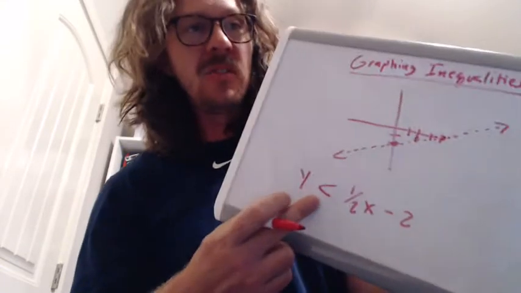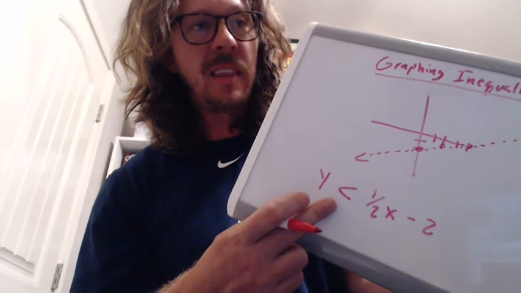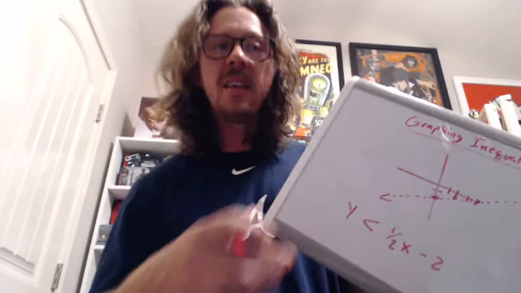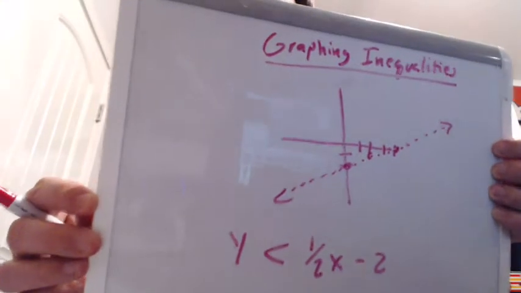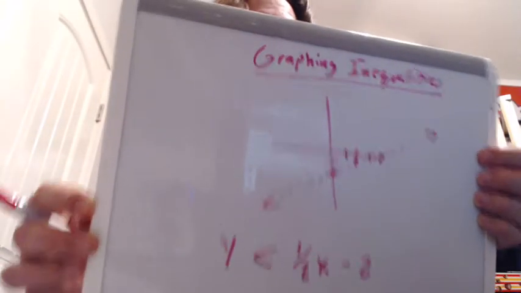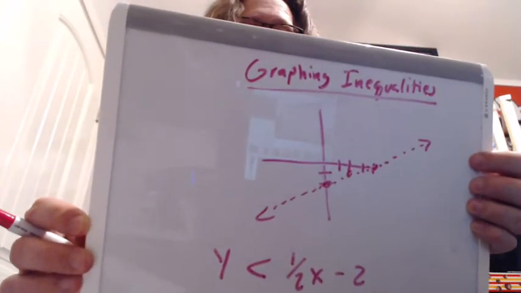So if you ever see just a straight up one like this, make it dotted because what you're telling the audience is, hey, look, I know I have this line here, but the points on the line do not satisfy this inequality, okay? So there you have it, right? And now all we have to do is pick one side or the other to shade, okay? Now, I'll give you an example.